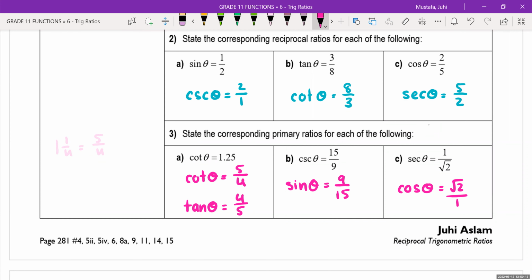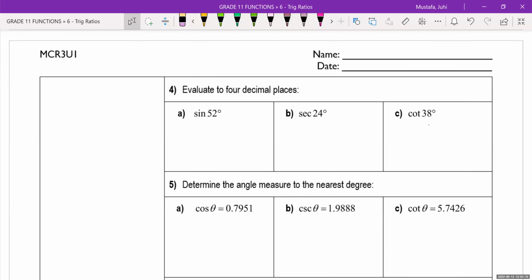Okay, let's get into some calculations. Let's try and evaluate these to 4 decimal places. So we're going to start off with something very basic. Make sure your calculator is in degree mode. When I give you something like sine 52, we all know we're just going to be plugging in that information. We're not using sine inverse because we're not trying to find an angle. We're just figuring out what sine 52 is. And it says 4 decimal places. So this is going to be 0.7880.